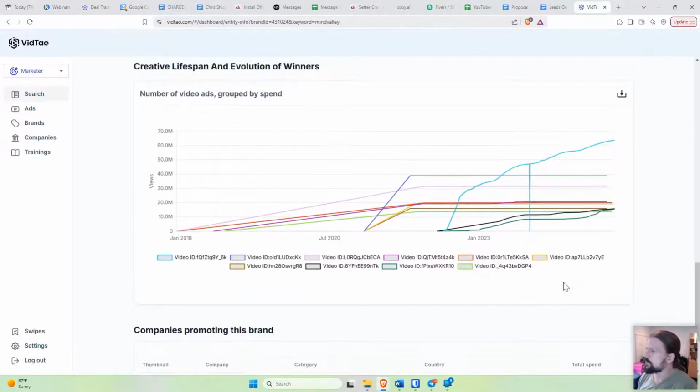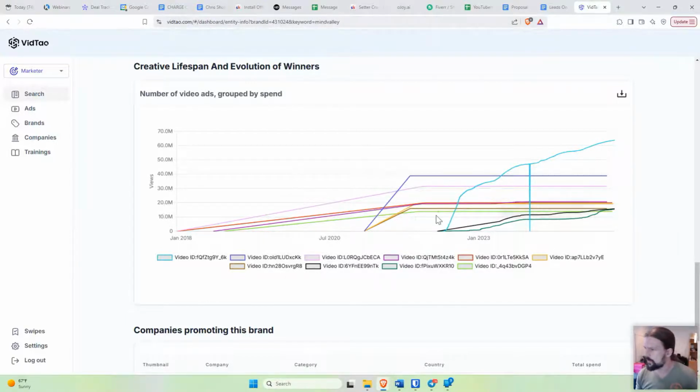But if what you really want to see is an ad like this, that's just on an uptrend and it never flattens out, that's the best thing to look for. This is a winner. And then you can see smaller ones down here too, like this green one. This one looks like a winner too. They're not putting as much money on it. It's on a smaller scale, but it just keeps going up. So that suggests to me that it's a winner.